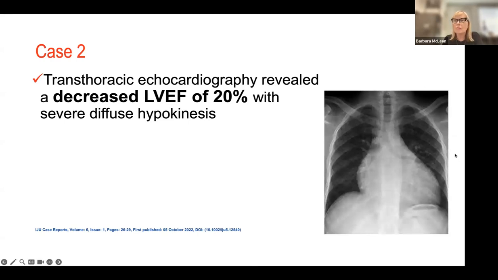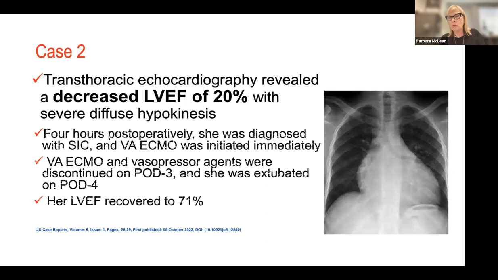And we can just take a look. This is not her x-ray, but her heart is very enlarged. You know, this is not a female because they don't have any breasts, but you can see this very large heart. This is actually one of my x-rays from a patient that we had who had sepsis-induced cardiomyopathy. So now we're looking at that left ventricular ejection fraction at 20%.